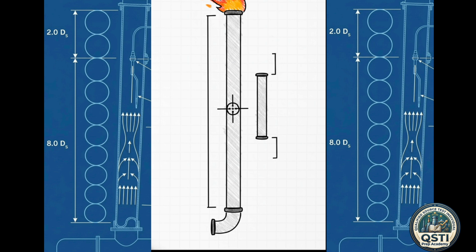Now, we all know you might get stuck in a really tight industrial plant where you just can't hit those perfect numbers. If that happens, Method 1 gives you a bare minimum alternative. You have to be at least 2 diameters downstream and a half diameter upstream. If you're tighter than that, no way. You can't use this simplified procedure.